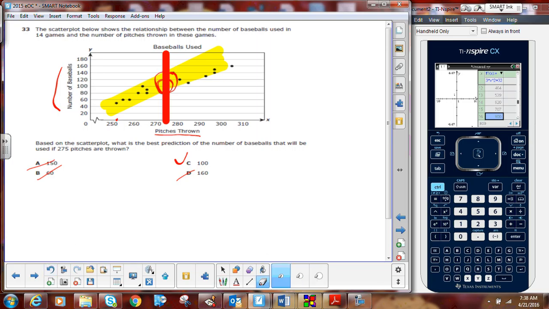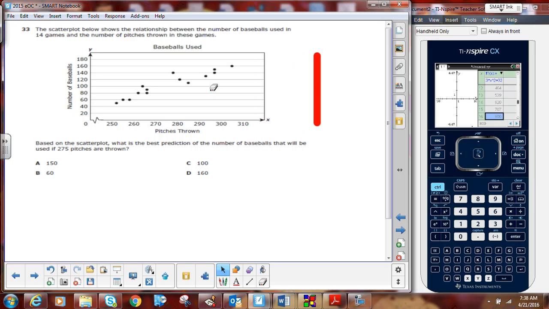Number 33. Okay, let's do it together. So the scatter plot shows the relation between the number of baseballs and the pitches thrown. What's the question? Based on the scatter plot, what's the prediction of the number of baseballs if 275 pitches are thrown? 275 is right here.